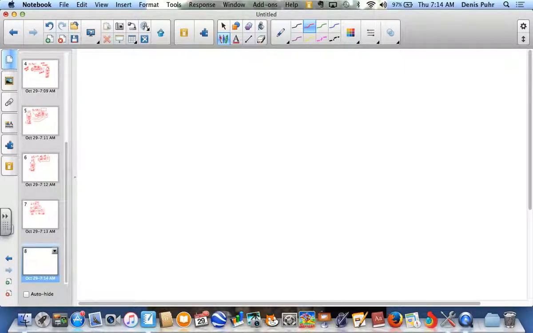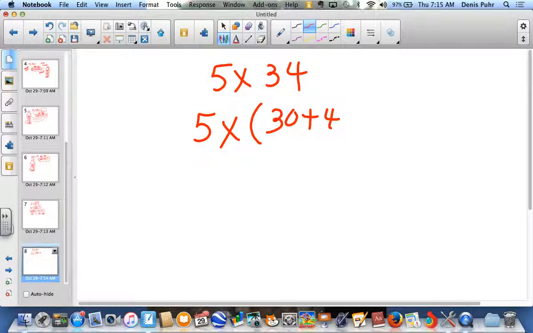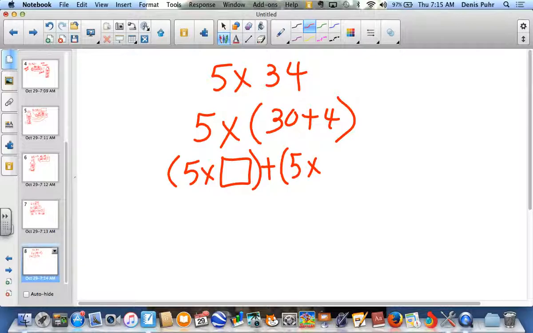Okay, let's try another one. 5 times 34. Click pause and try this on your own. Refer to the anchor chart in the front of the room to help you. Welcome back. Did you say 5 times 30 plus 4? If so, you're correct. And then, if you haven't done this, look at this. 5 times something plus 5 times something. Click pause. What goes in those boxes? Welcome back. Did you say 30 and 4? If so, you are absolutely correct.